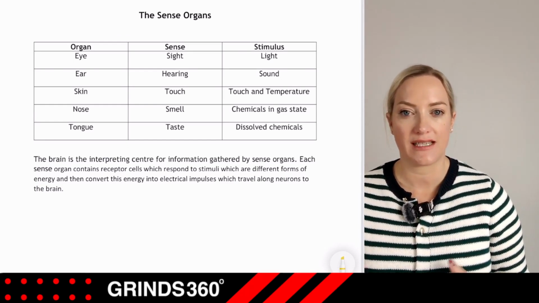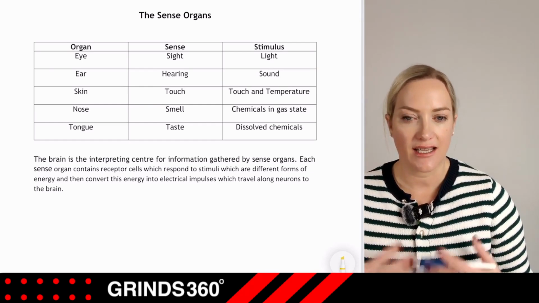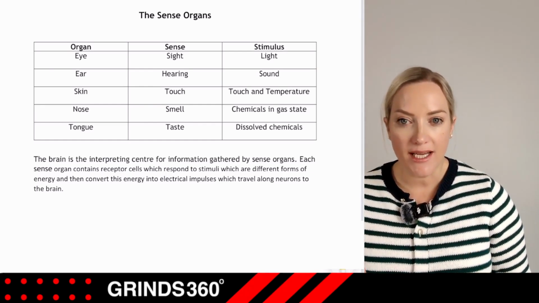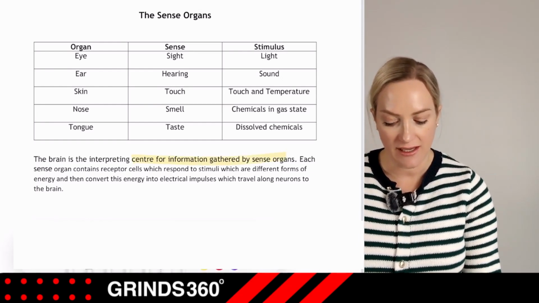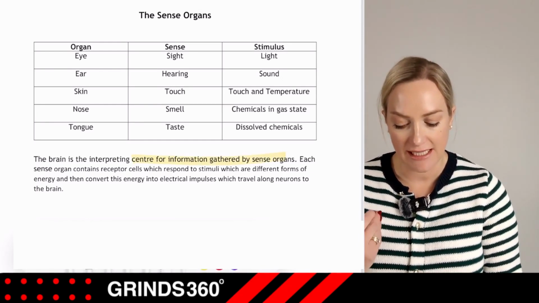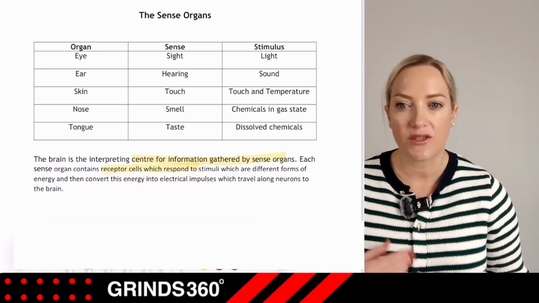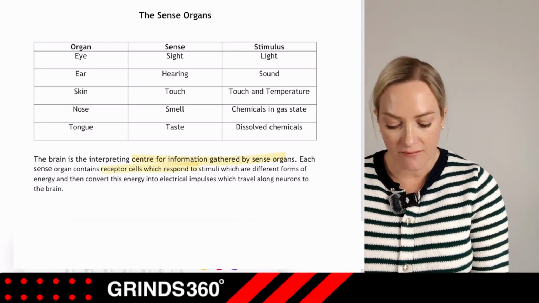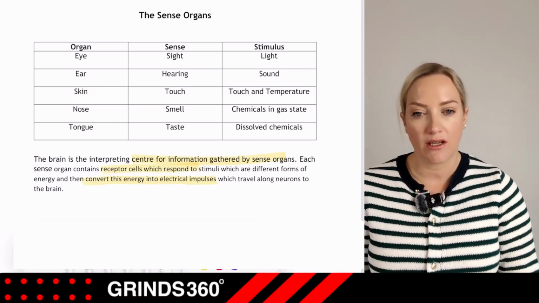With your nose, it's smell, and that's chemicals in a gas state. And then we have our tongue and taste, and that's dissolved chemicals. So the brain is the interpreting center for the information gathered by our sense organs. Each sense organ contains receptor cells, and they respond to the stimuli, which are different forms of energy, and convert this into electrical energy, which will travel along neurons to the brain.